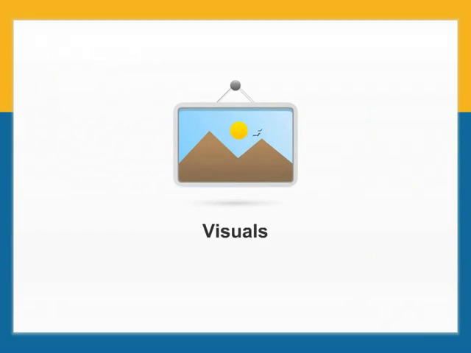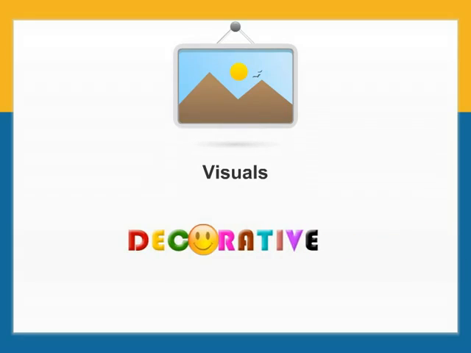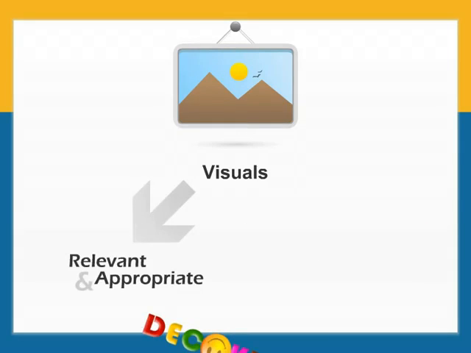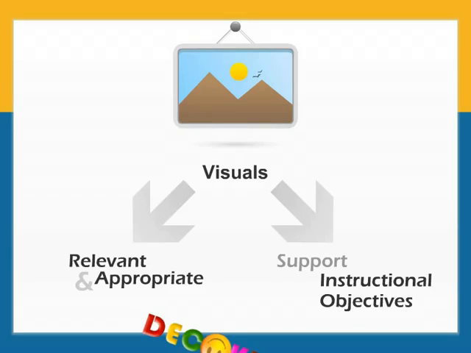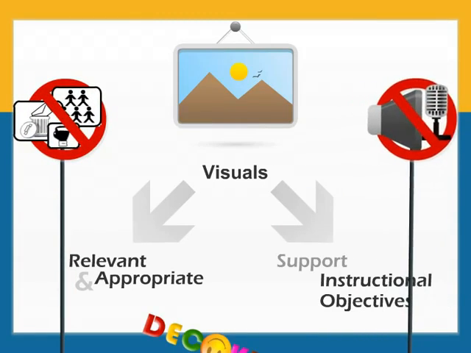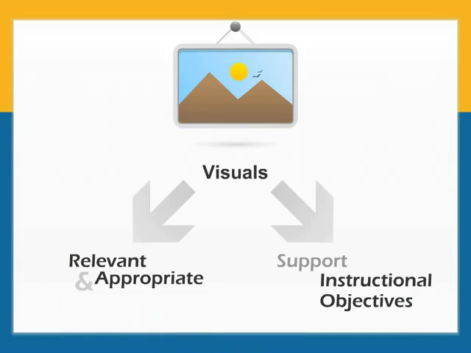A large number of visuals in instructional materials serve no useful learning function but are simply decorative. We need to make sure that the visuals we use are relevant and appropriate for the audience and that they support the instructional objectives. In other words, we don't want to overload the learner with irrelevant visuals and the necessary audio that will hinder the learner's ability to process new content in ways that result in the storage of new skills and knowledge in long-term memory.